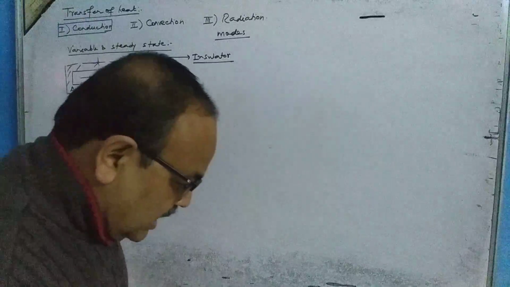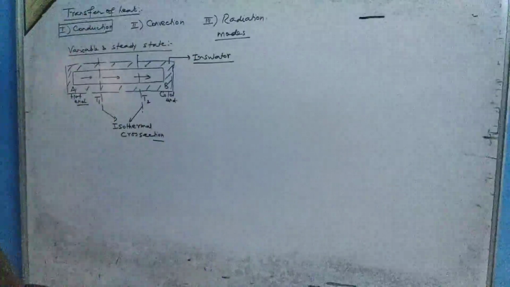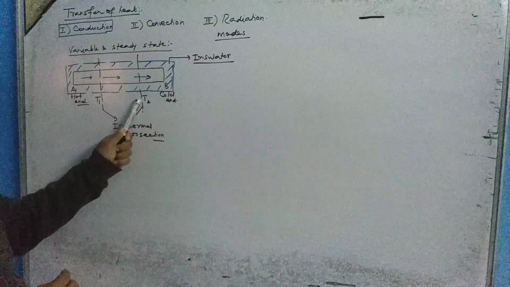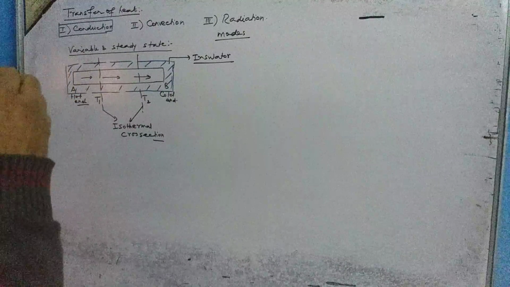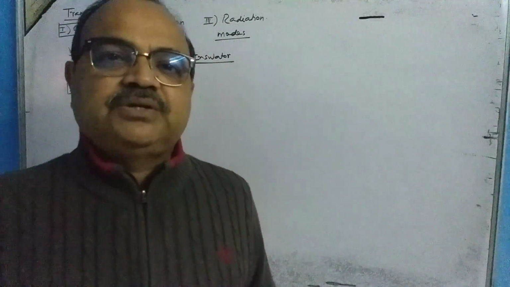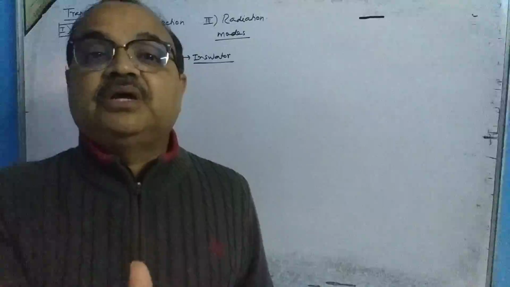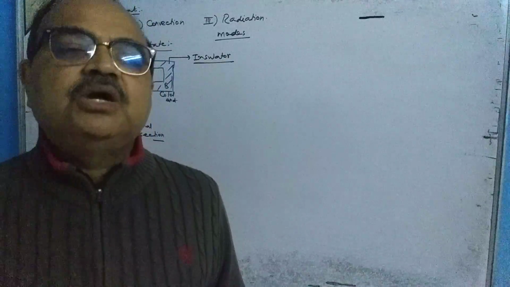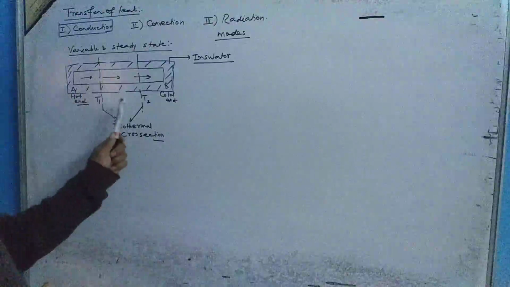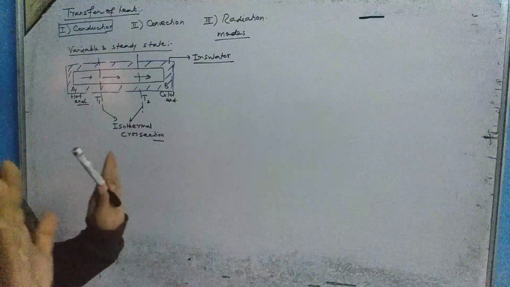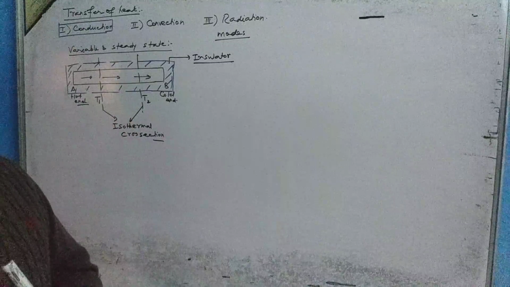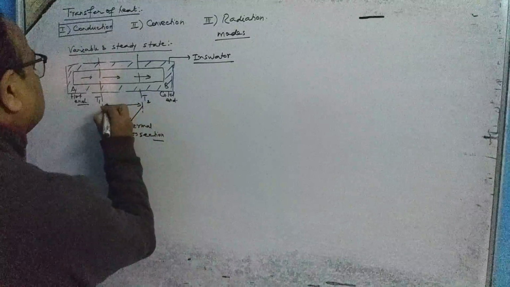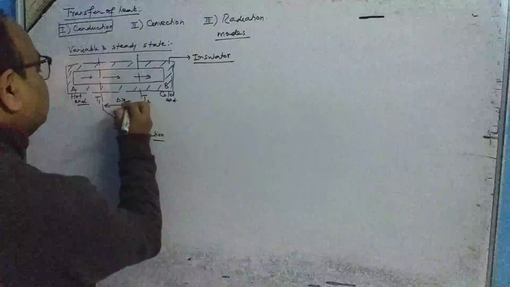These are called isothermal cross sections or isothermal surfaces. This is one isothermal surface, this is another isothermal surface. You know what is the meaning of isothermal? Temperature constant. The surface or the cross section whose temperature is constant is called an isothermal cross section. In this case, it is called the steady state. And suppose I consider this distance is delta x.